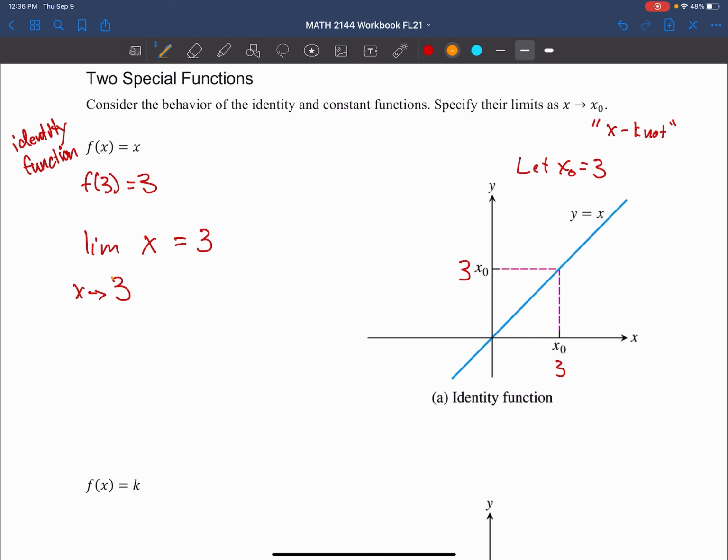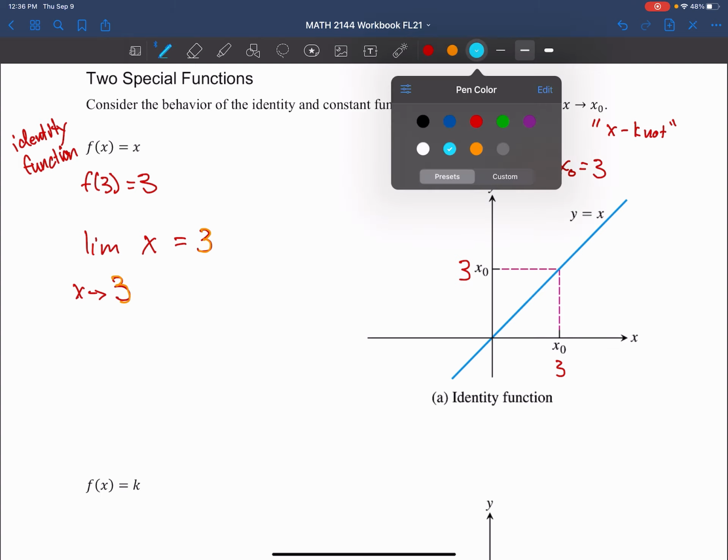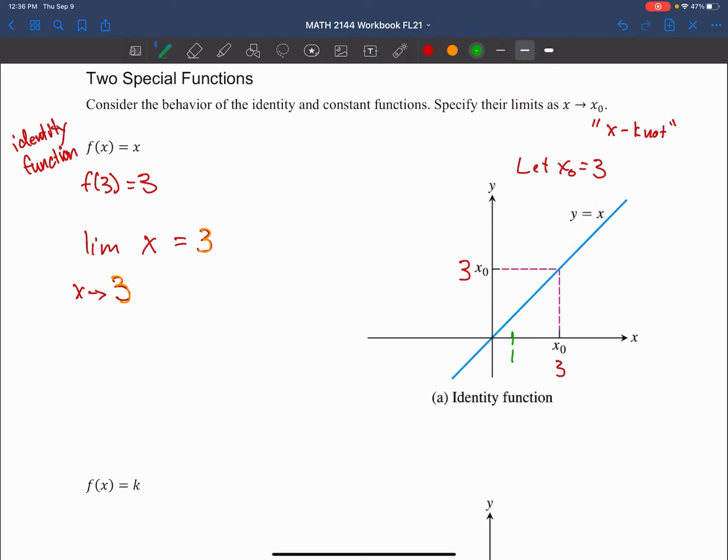So again, kind of notice the matching up here of that. And notice that the identity function will always have this diagonal line. This is a graph. If you chose 1, you would be at 1. If you chose pi, you'd be hungry, but you would still be at pi. So again, if you look at this, let's do those 2 other examples. The limit as x approaches 1 of x is 1 because it's going to be right along the diagonal. The limit as x approaches pi of x is going to be equal to pi.